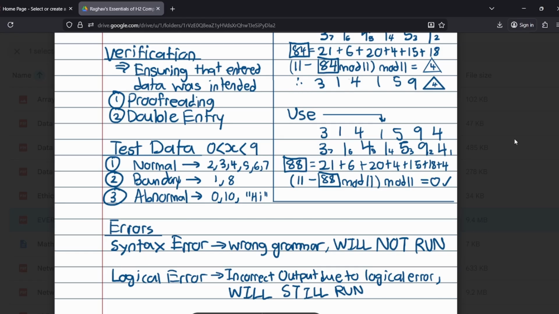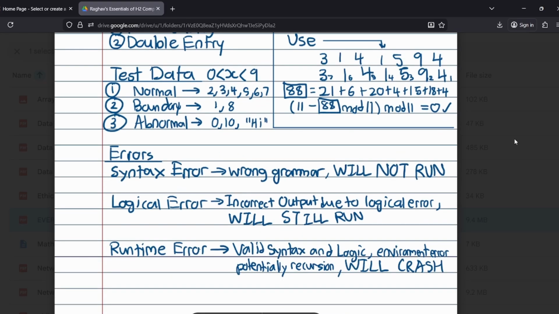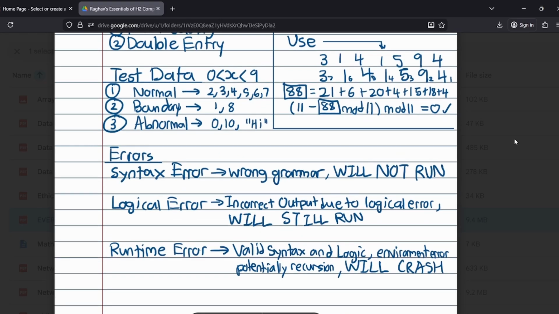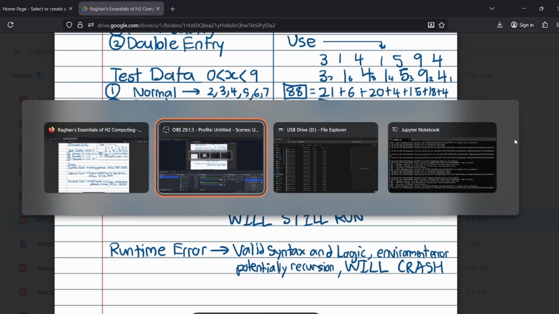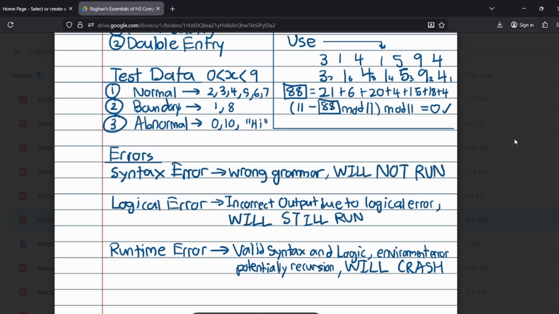It is the ends. So yeah, then syntax error is just wrong grammar, stuff's not gonna run. Logical error means that there is incorrect output due to a logical error and will still run, and runtime error means there's valid syntax and logic, but the environment has an error.